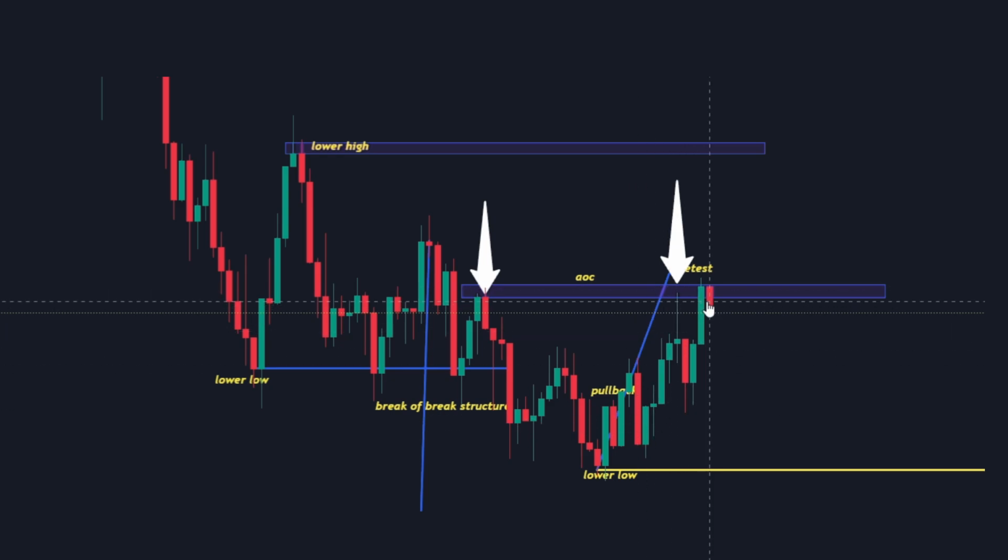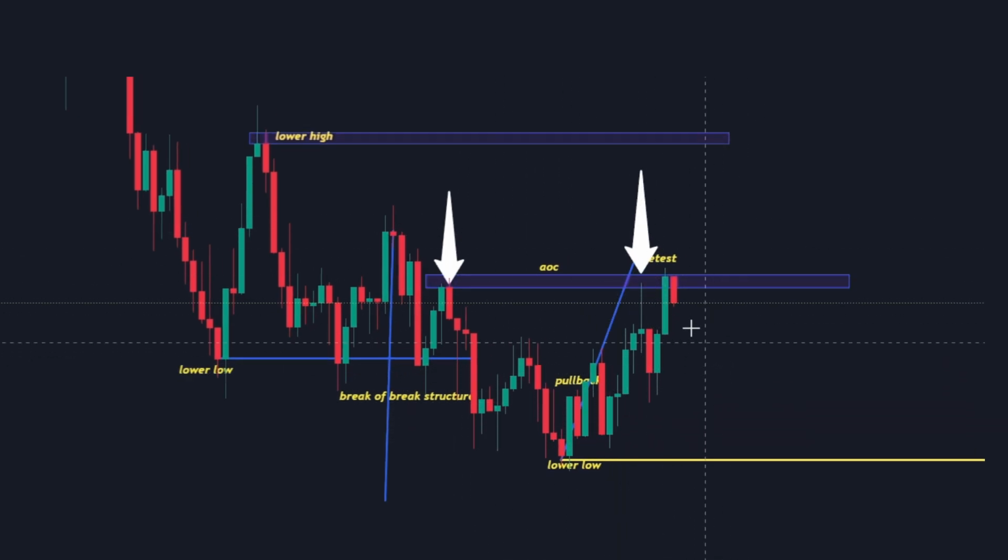If you are to get an engulfing candle taking out these buyers here, we can say that the sellers are back in control. So we are going to wait for more confirmations to come in. We can get an engulfing candle, we can get rejections. So right here we shall wait and see.